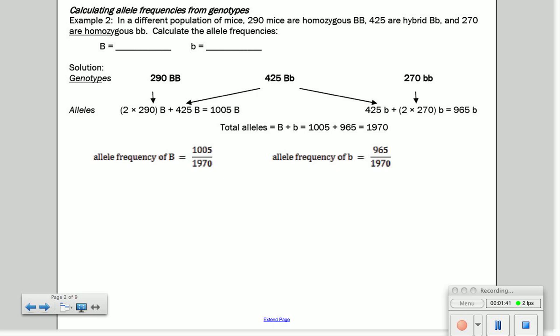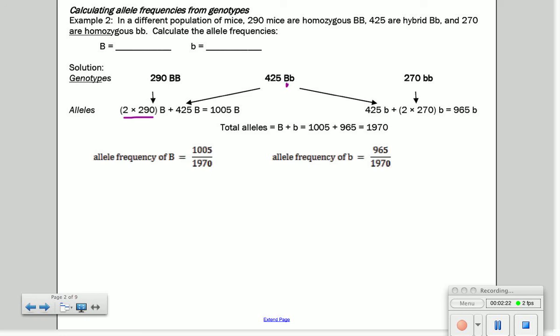Okay, the second problem. They give us a little bit more. They give us the genotypes. So I have 290 mice homozygous big B, 425 hybrid, 270 homozygous little b. Calculate the allele frequencies. So what they do here is they kind of help you break it down, where I have the genotypes. And notice that here I have two big B's. So that's why we have to multiply it by 2, because we're looking for the allele frequencies. But I also have hybrids, which means that I have 425 big B's. So I need to add them together. So I have 1,005 big B's.